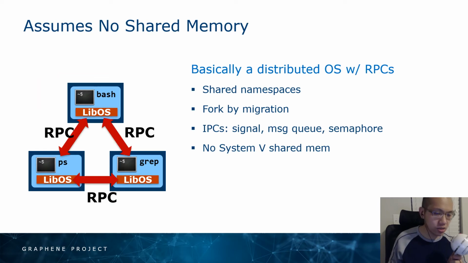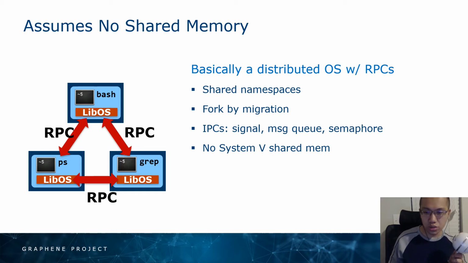Graphene has solved this coordination problem by assuming there is no shared memory between these library OSes. So the idea here is that instead of using shared memory to share states between these library OSes, you actually use remote procedure calls to send messages between these library OSes to coordinate the states. With this design, you essentially make the Graphene library OS a distributed operating system using remote procedure calls.